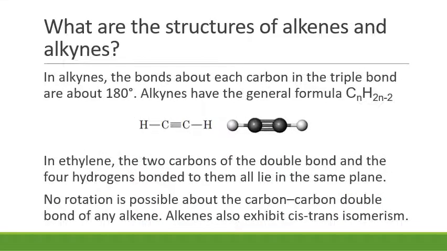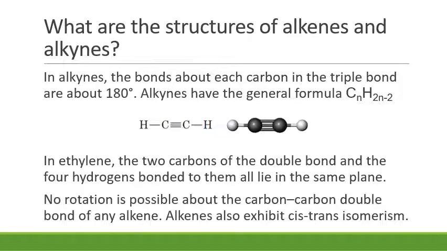Slide 9. What are the structures of alkenes and alkynes? In alkynes, the bonds about each carbon in the triple bond are about 180 degrees. Alkynes have the general formula CnH2n-2.